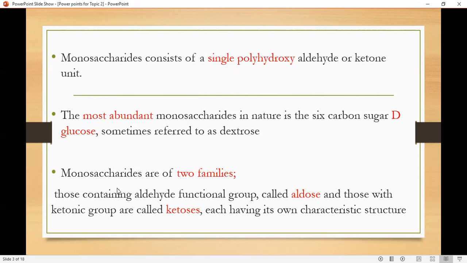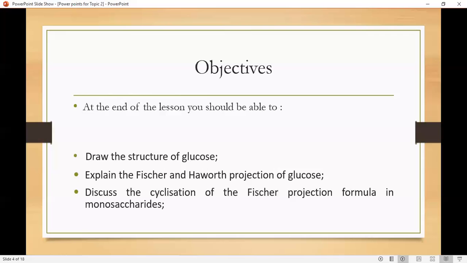Monosaccharides are of two families, those containing aldehyde functional groups called aldoses, and those with ketone functional groups called ketoses. And each of them has its own characteristic structures. So at the end of this class, you should be able to draw the structure of carbohydrates, explain the Fischer and Haworth projection of glucose, and discuss the cyclization of the Fischer projection formula in monosaccharides.